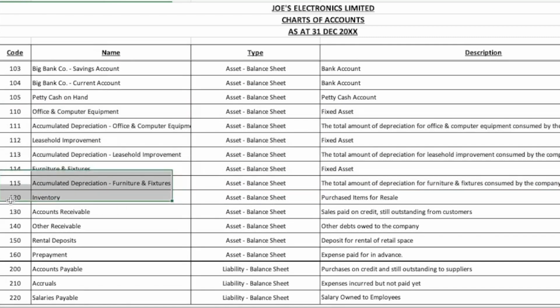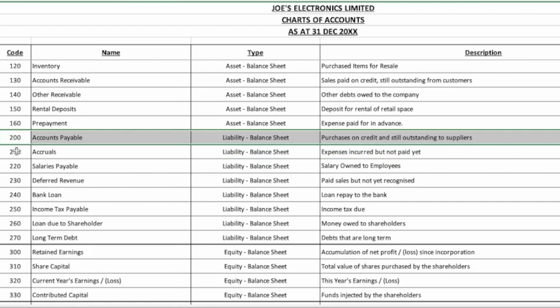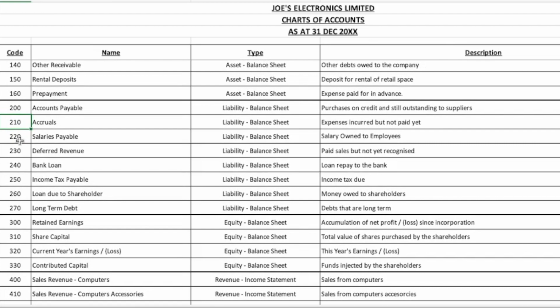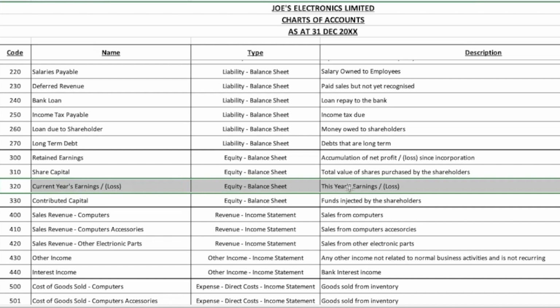And then here we see that this account is inventory, which are purchased items for resale. Accounts receivables are sales paid on credit and still outstanding from customers. Other receivables, debts owed to the company. And then down here, let's take a look at accounts payable, whose description is purchases on credit and still outstanding to suppliers. Accruals, expenses incurred but not paid yet. Then we go to equity here, share capital, total value of shares purchased by the shareholders, and current year earnings, which is this year's earnings or loss.